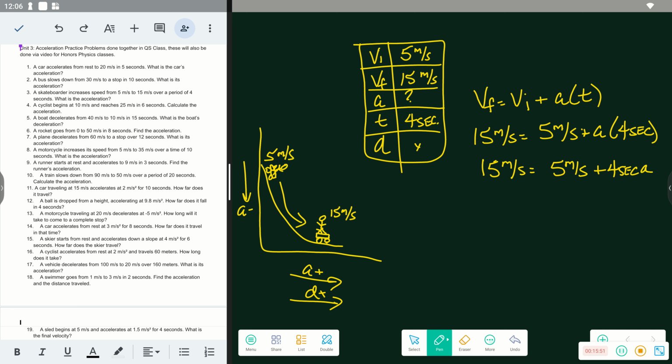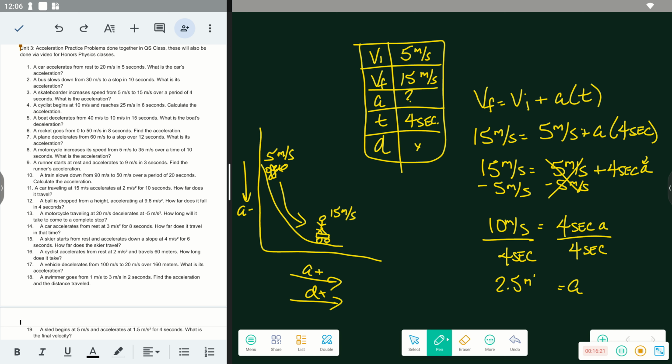How do we get A by itself? We have to subtract 5 meters per second from both sides. And you come up with 10 meters per second equals, this cancels, 4 seconds times A. How do we get A by itself? Divide by 4 seconds. And A will equal 2.5 meters per second squared.